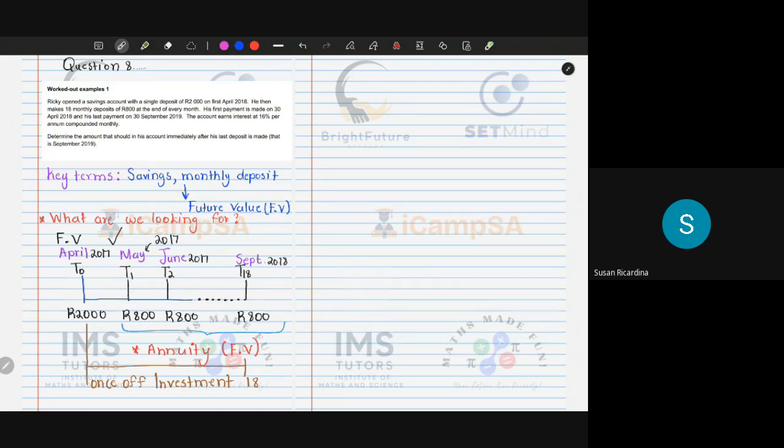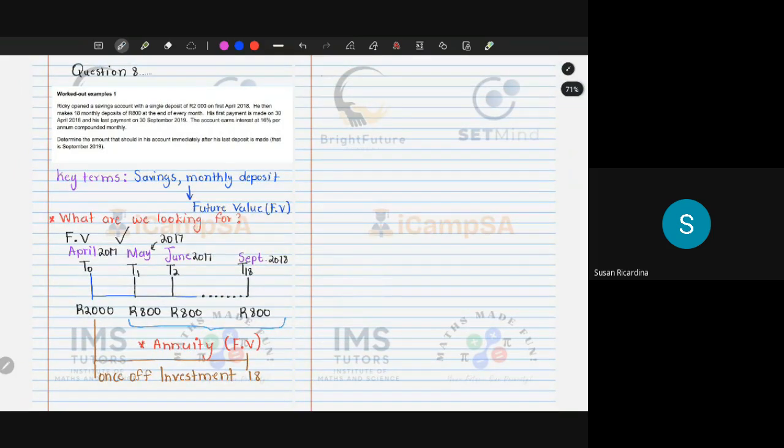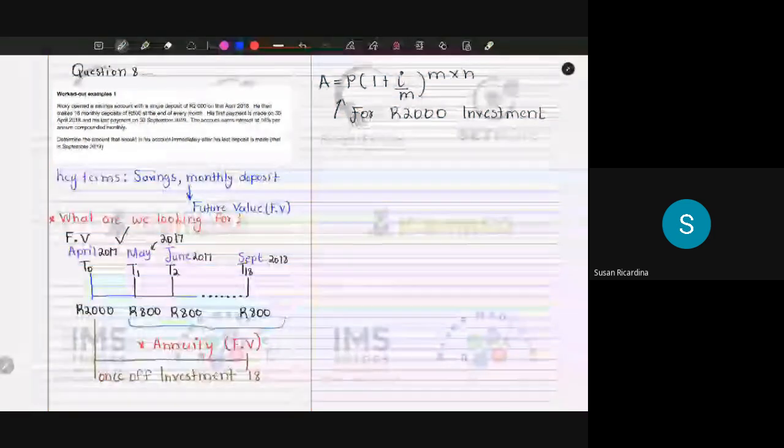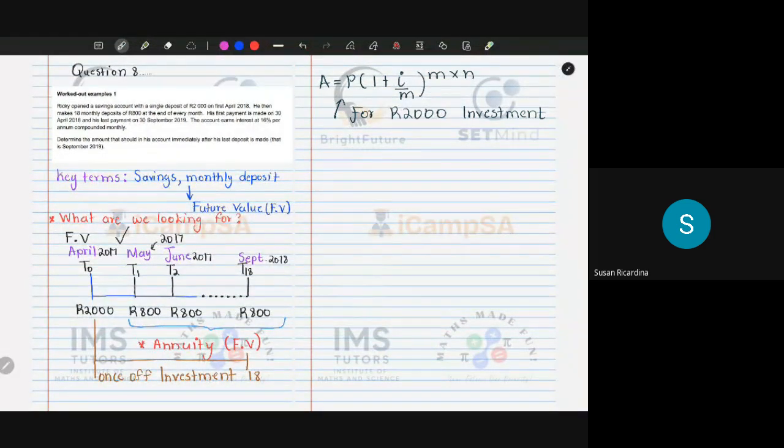Okay. So we have two formulas here which we need to use if you think about it. We have a formula which is A equals P into 1 plus I divided by M, all to the power M times N. This is for our 2,000 Rand investment, because that one is not a monthly deposit. So that one should have the normal compounding formula.